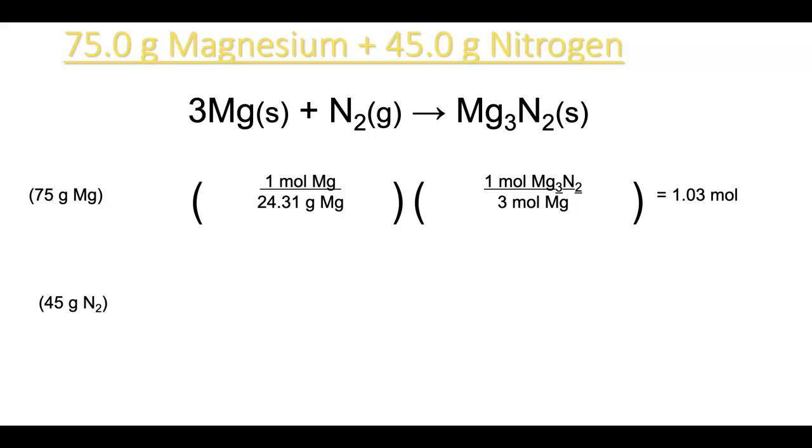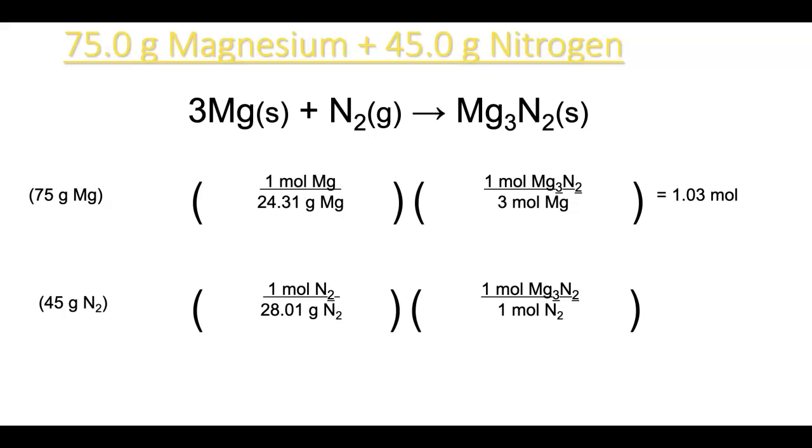Whereas my nitrogen, once again, my formula mass, I'd have to double the mass of nitrogen because I have N2. And we've got a 1-to-1 ratio. So if I go straight across the top, 45 times 1 times 1 divided by 28, I see that I'm going to be able to make 1.61 moles of the product. And I stopped before going to grams of the product because I just wanted to find out which factor is going to limit my ability to make magnesium nitride.